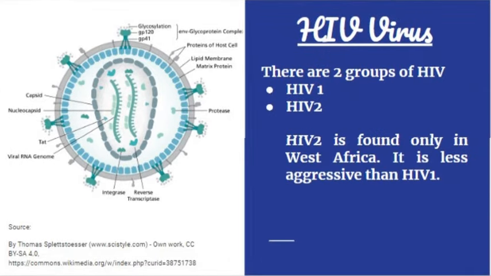There are two types of HIV viruses, HIV-1 and HIV-2. They are present in specific locations, especially HIV-2. HIV-2 is present only in West Africa, while HIV-1 is found in the rest of the world. HIV-2 is less aggressive than HIV-1.